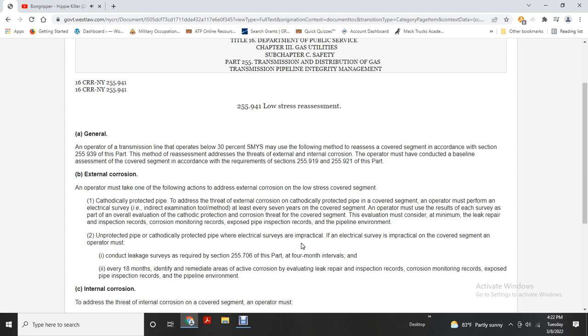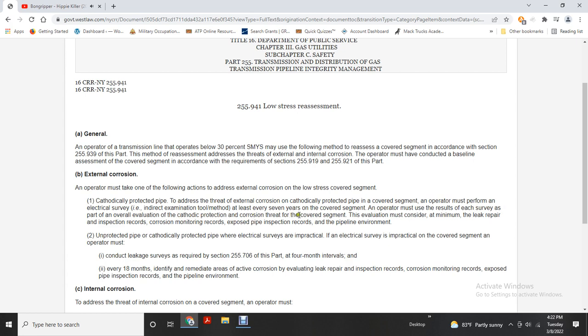External corrosion. The operator must take the following action to address external corrosion on a low stress covered segment. For cathodically protected pipe with a covered segment, the operator must perform an electrical survey at least once every 7 years. The operator may use the results of each survey as part of the overall evaluation.